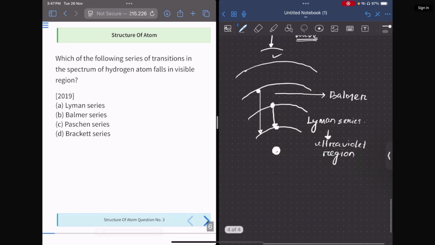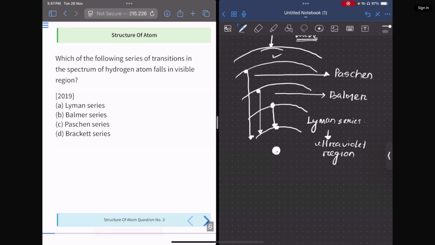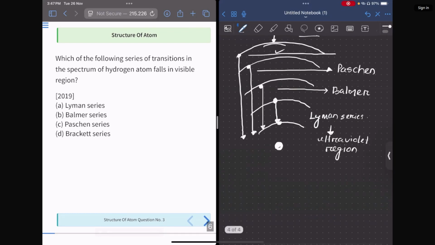Similarly, from the fourth to the second, it will be called Paschen. And here is the fourth. If it jumps from the fourth, it will be called Brackett.